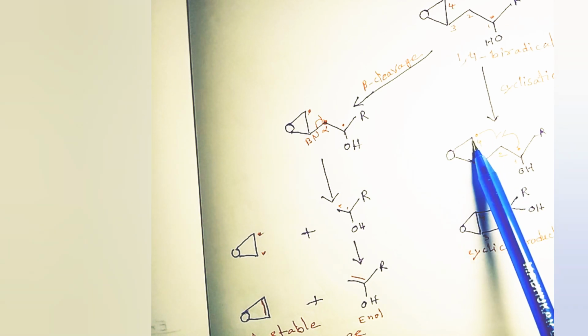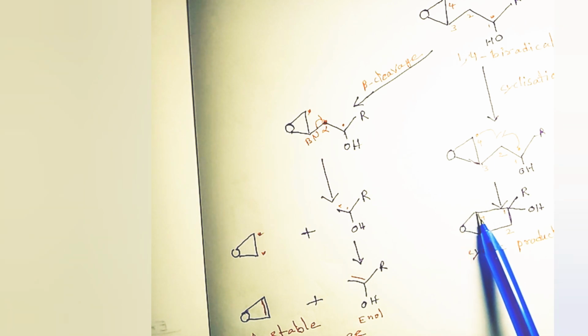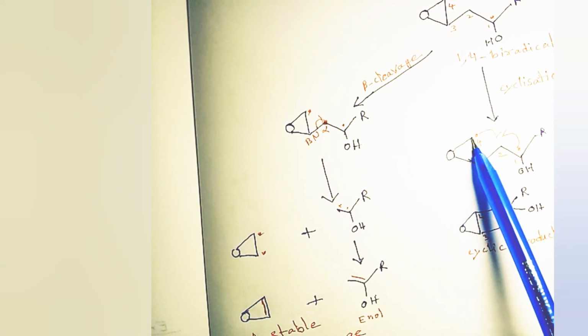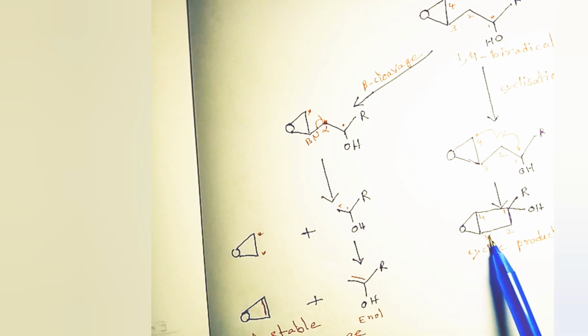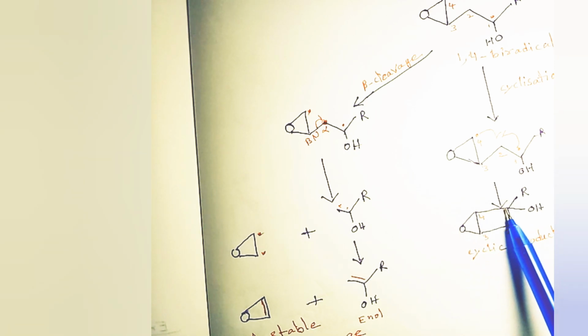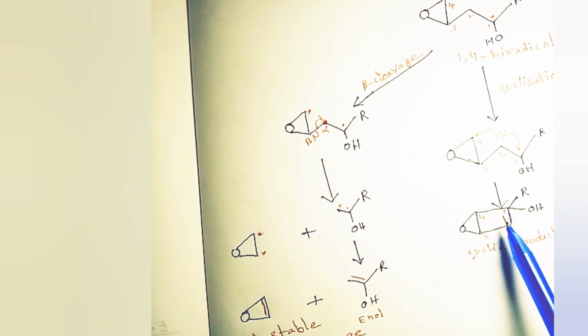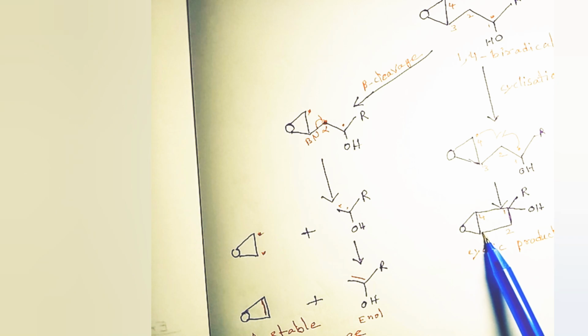This radical on the fourth carbon and the first carbon will join together to form a cyclic product like this. This will not change. This will remain as such. But you will get a four-membered ring here, that is cyclobutanol. So this is the cyclic product. On the first carbon we have R alkyl group and OH group, so we will write OH group here. On the fourth carbon and third carbon we have this ring attached. So we write like this.